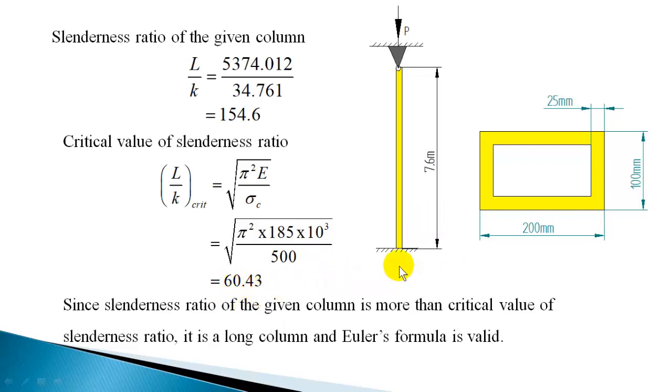So for the given material, the critical value of slenderness ratio is 60.43, and our column made out of this material has a slenderness ratio of 154.6. This is greater than the critical value of slenderness ratio. So the given column is a long column and Euler's formula is valid. So you can apply Euler's formula.